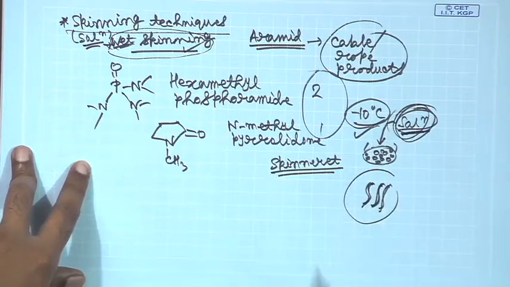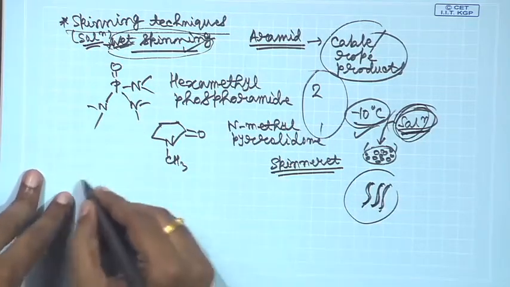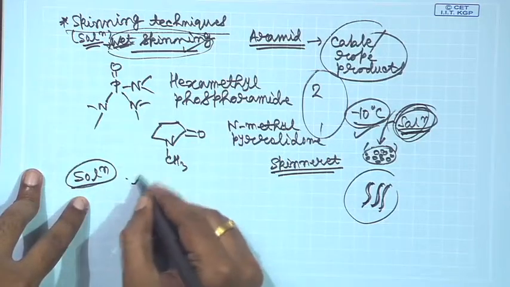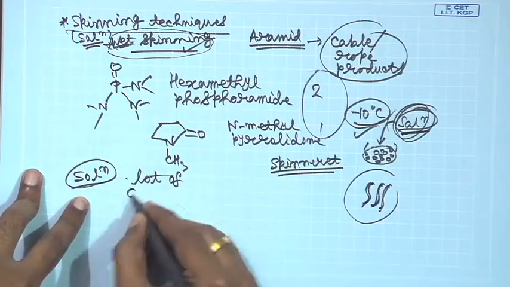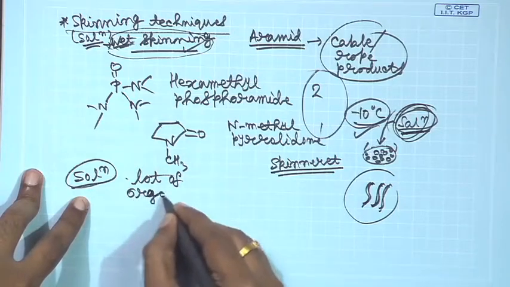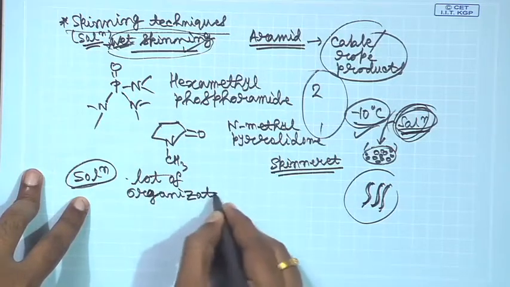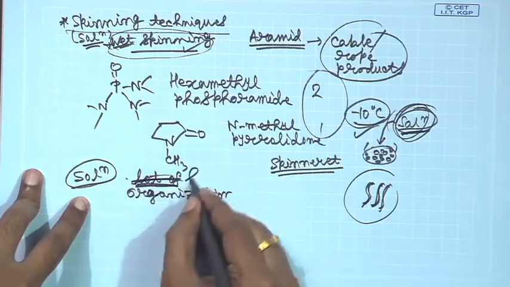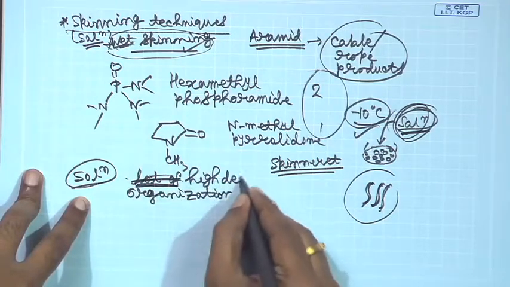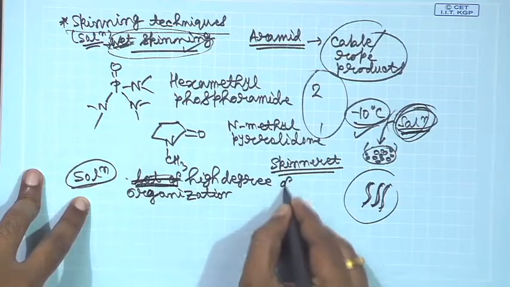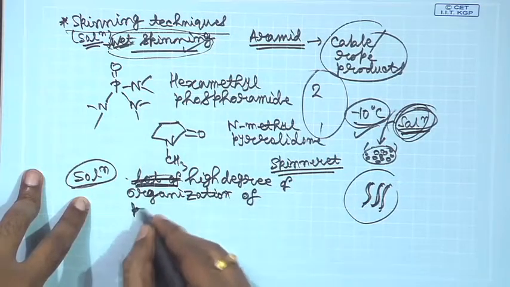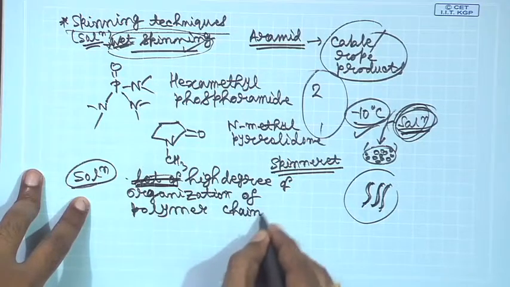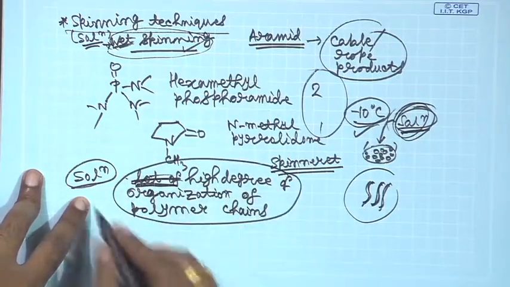So, in order to do that, you have to start with a highly concentrated solution in which there is a lot of organization, or, let us say, this is not a very right term here, a high degree of organization of polymer chains is required in your starting solution for the processing.